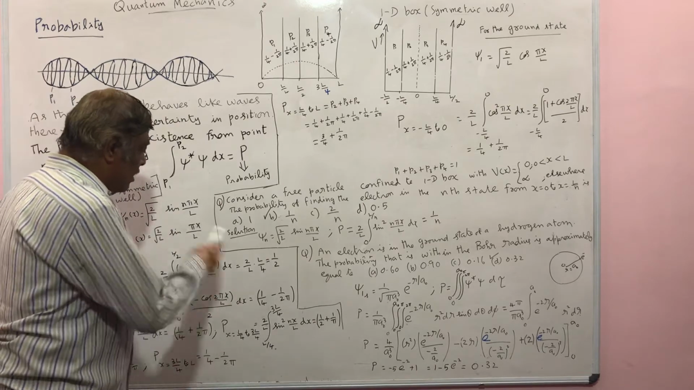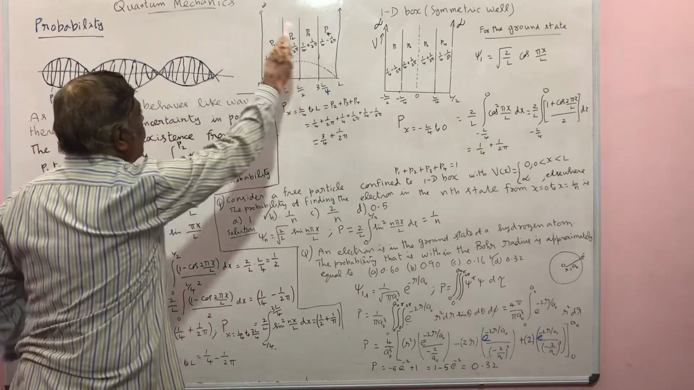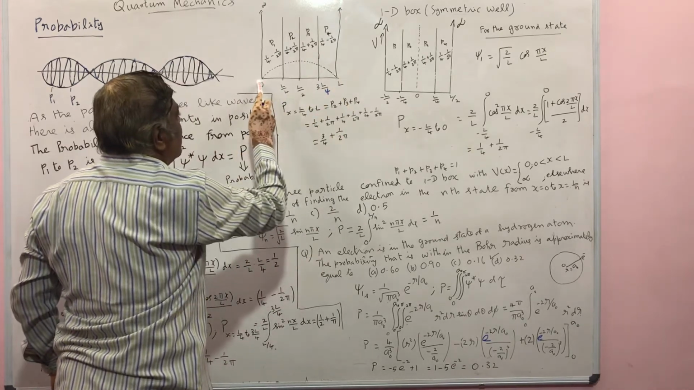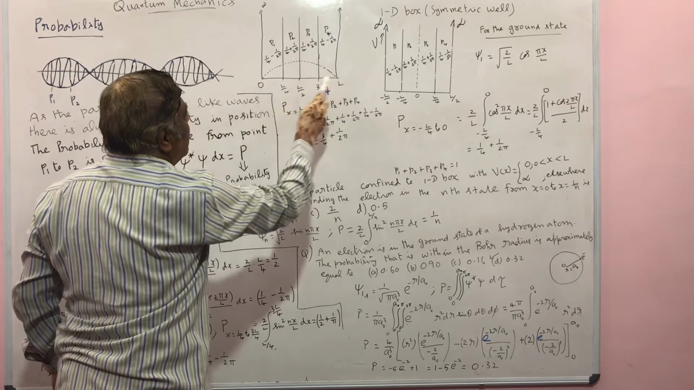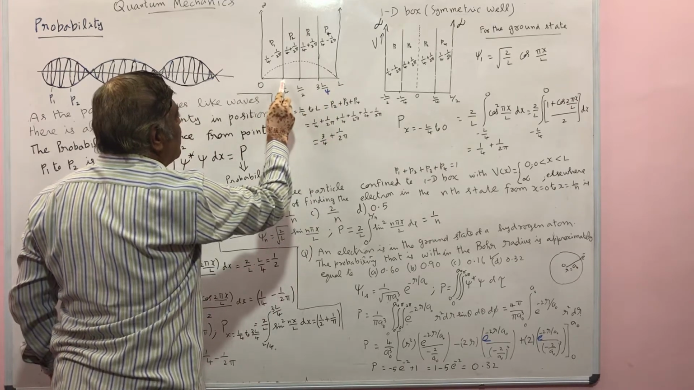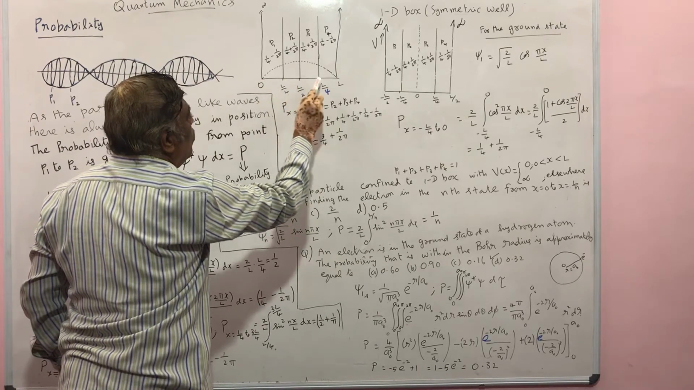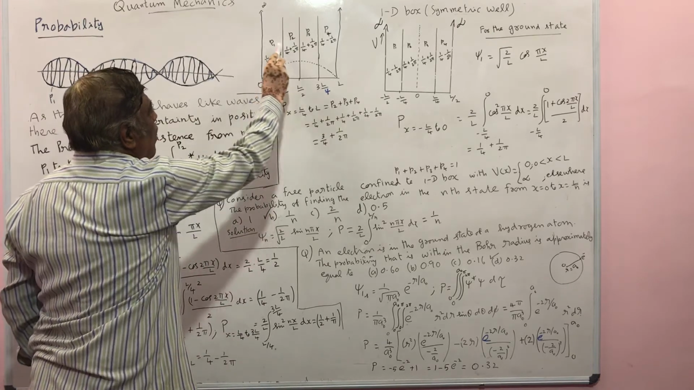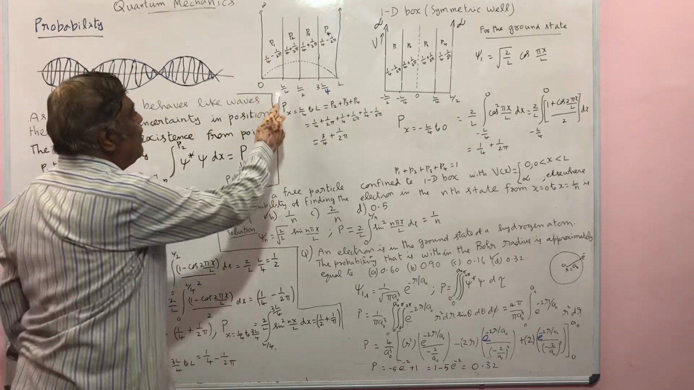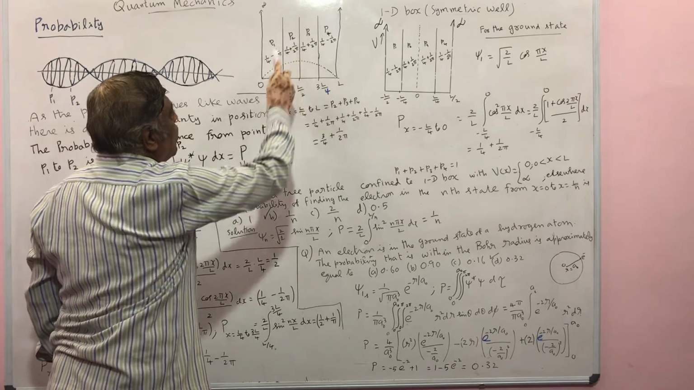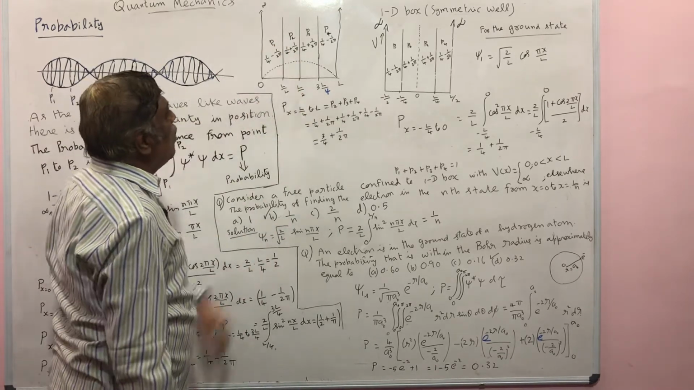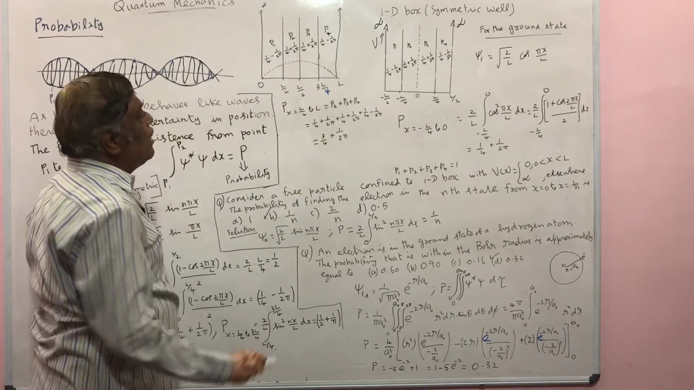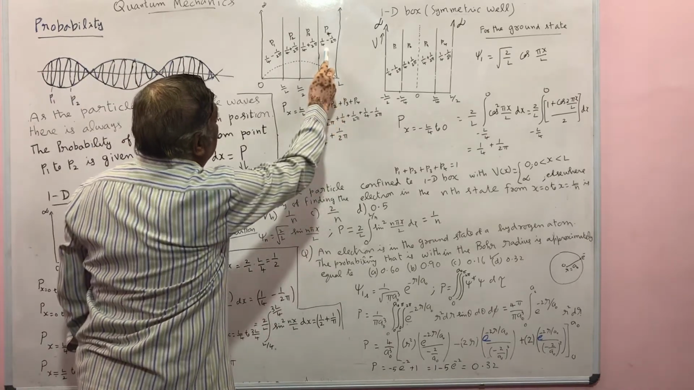If you summarize the result here, this is our L, the width of the well is L, and the origin is 0 because this is an unsymmetrical problem. This is divided into 4 regions: L by 4, L by 2, 3L by 4 and L. Between 0 to L by 4, this is the probability that you have calculated, P1. Between L by 4 to L by 2, the probability is 1 by 4 plus 1 by 2 pi, P2. Between the limits L by 2 to 3L by 4, P3 is the probability. Between 3L by 4 to L, P4 is the probability.